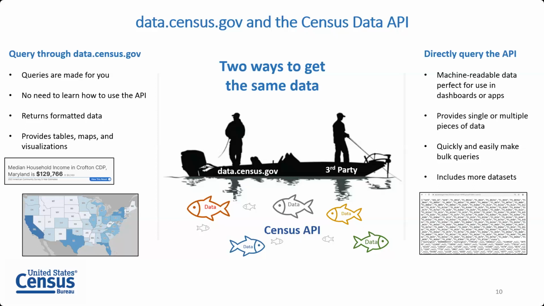What I really want you to take away from this though is that regardless of whether you're making individual queries to the API on your own or whether you're getting data through data.census.gov, you are still getting the same data.